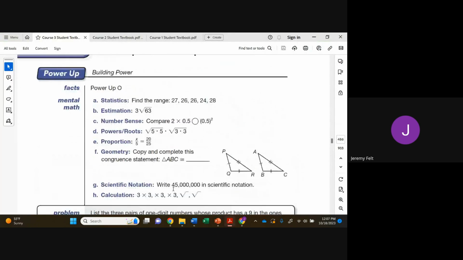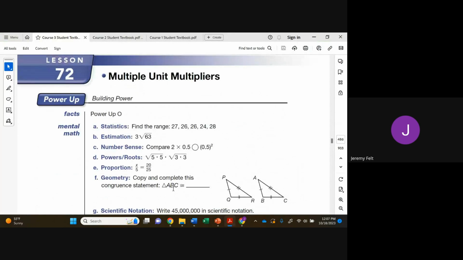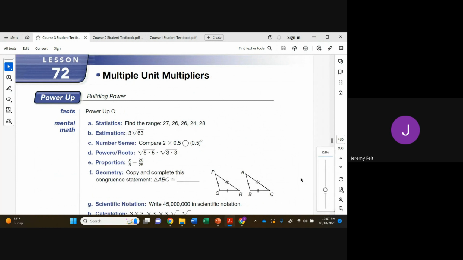All right, so today we are looking at lesson 72 and 73. So the first lesson we're looking at is problems in which we're going to have to use multiple unit multipliers.